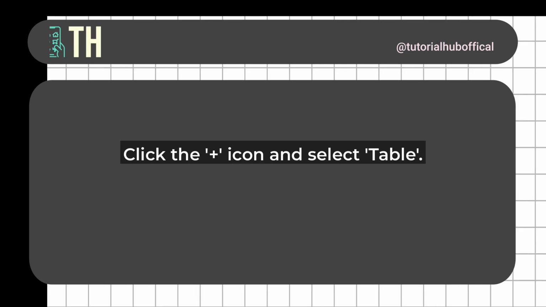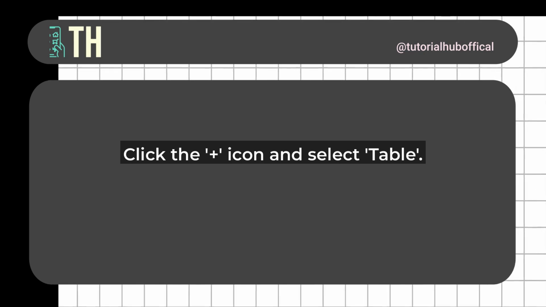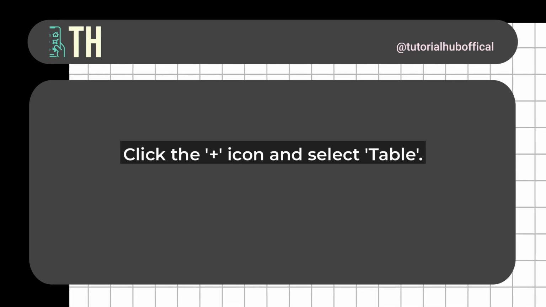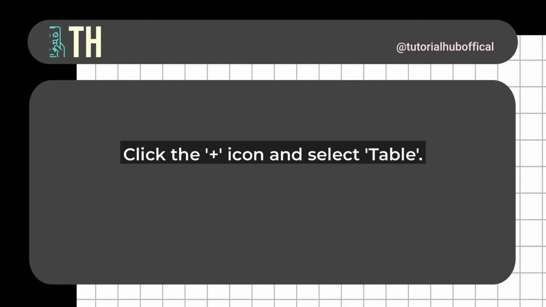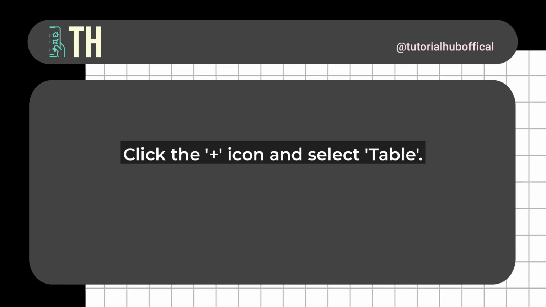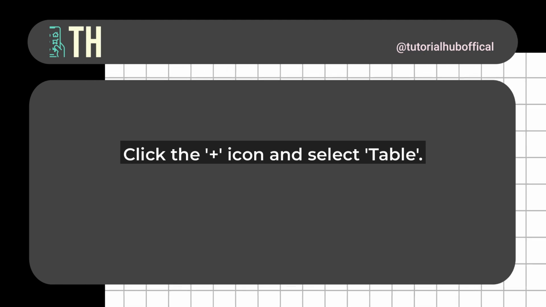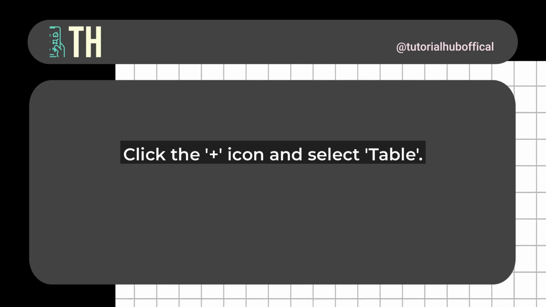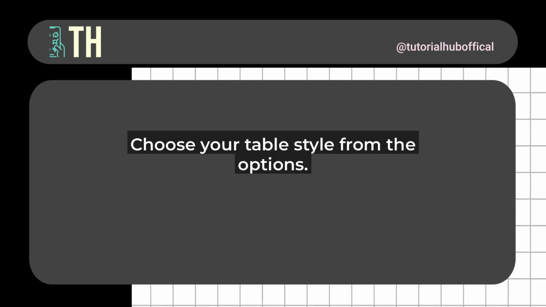Step 1. Look for the plus icon in the editor. This is your gateway to adding new elements. Click it, and from the drop-down menu, select Table. You'll see options for different table styles, like a simple grid or something more advanced.